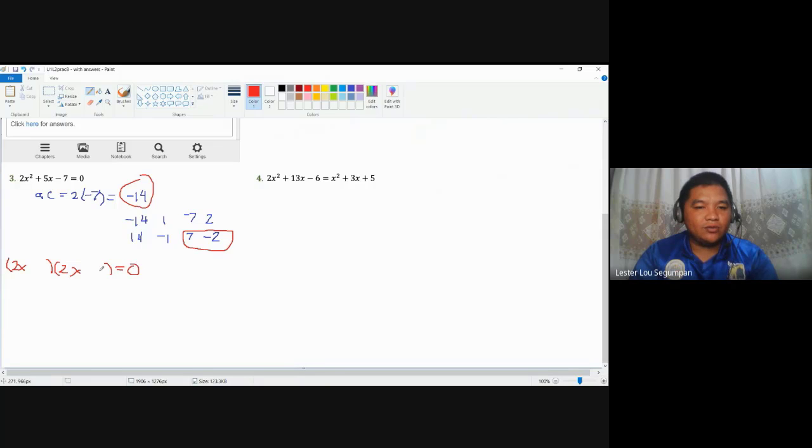Sir, how come it's 2x and 2x, but when you multiply it, that's 4x squared, not 2x squared? Just for a while. Just wait for a while.